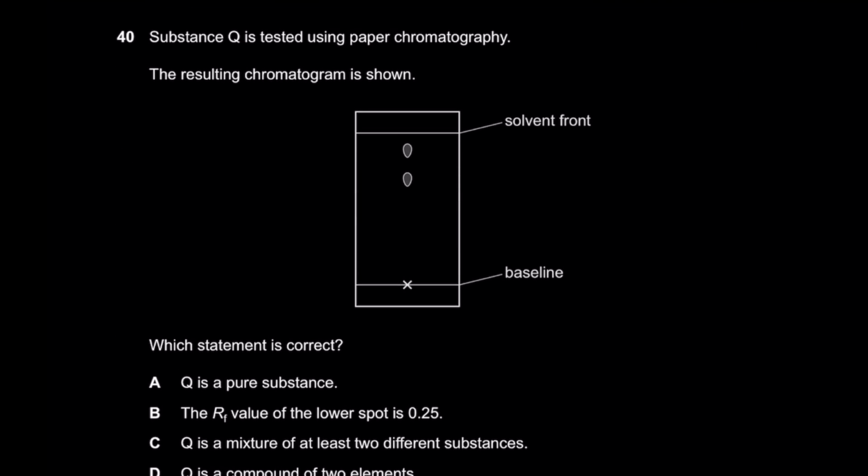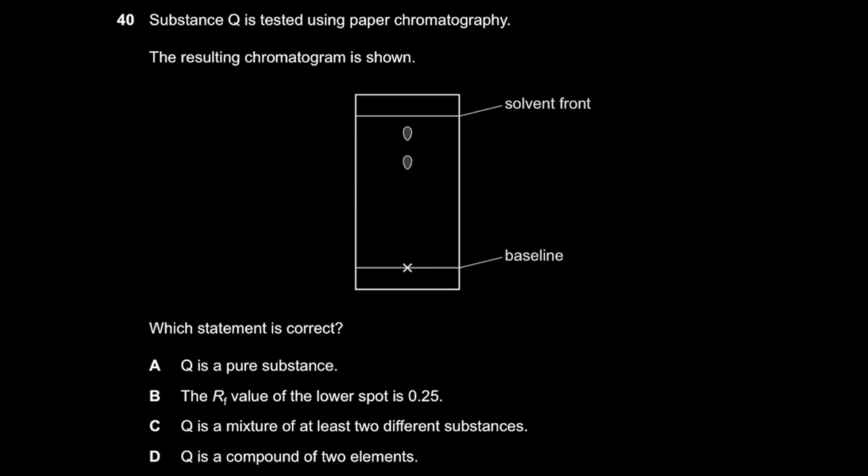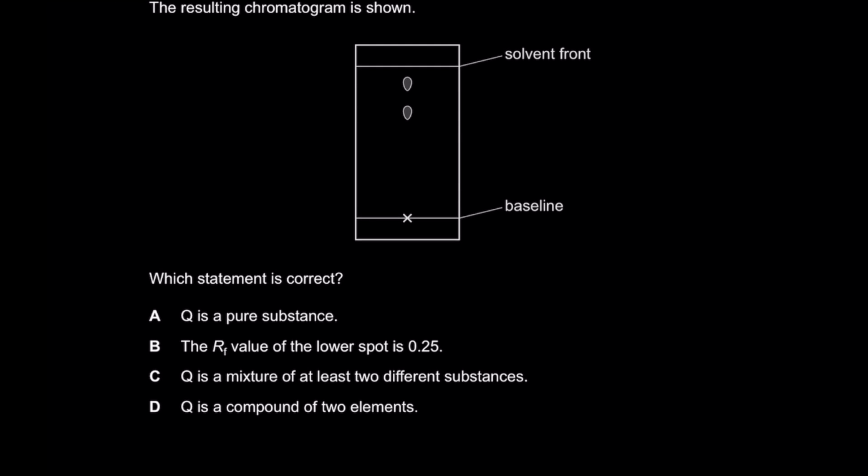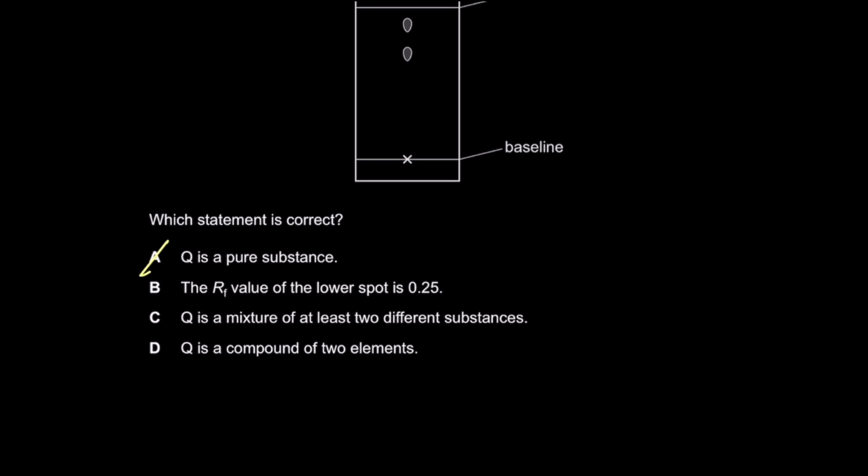Substance Q is tested using paper chromatography. The resulting chromatogram is shown. Okay, great. It has 2 spots. So obviously it's not a pure substance, or else it would just give you 1 spot. So Q is a pure substance? No. For a pure substance, only 1 spot would have been there.